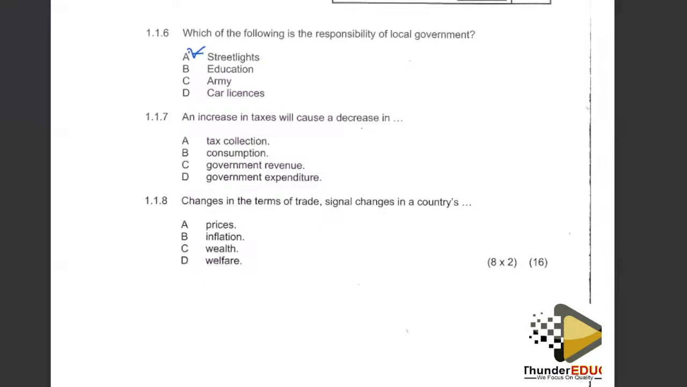So now, right, grade 12s. If we check them, they're saying that an increase in taxes will cause a decrease in debts. Tax collection is out. Consumption, yes. Consumption, yes. It is correct. So now see government revenues out and governmental expenditures out. Why are we saying that an increase in taxes will cause a decrease in consumption?